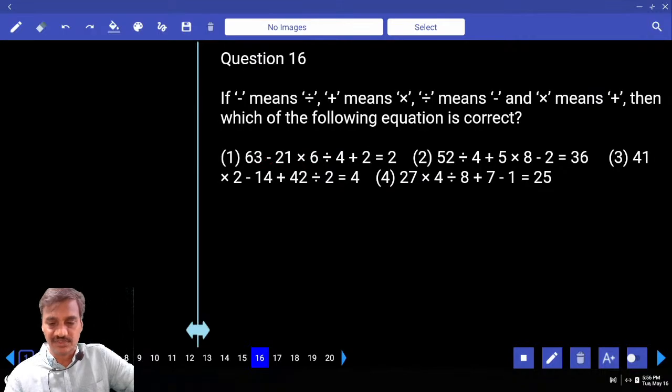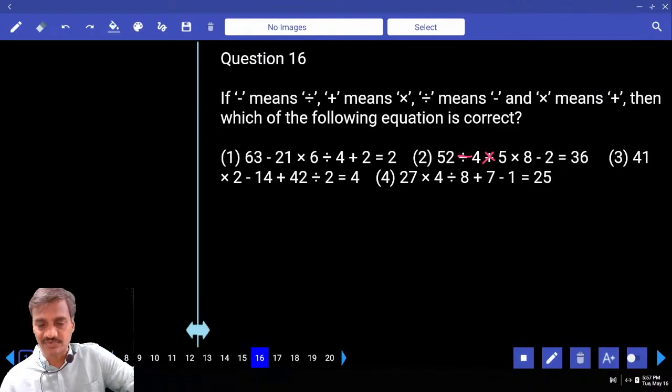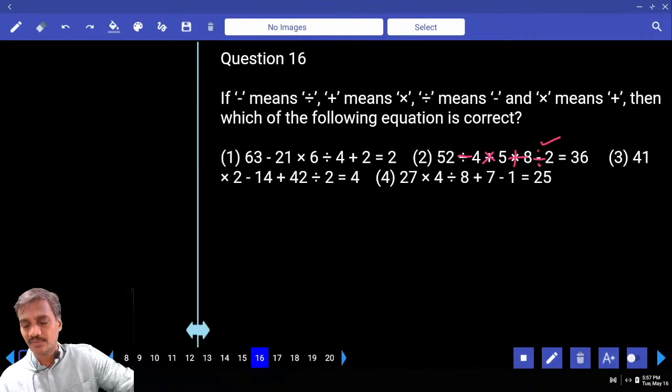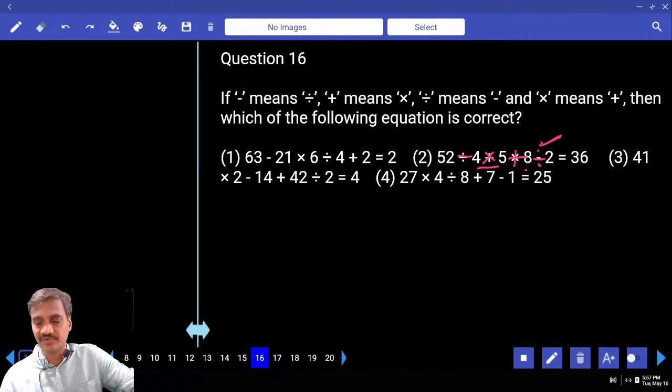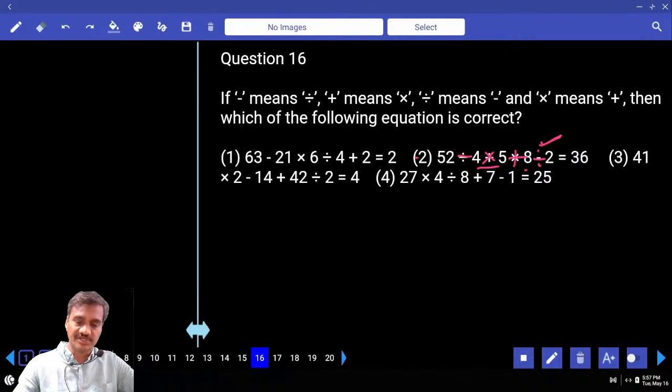Then 52, division stands for minus. The next one, plus stands for into, and into stands for plus. And finally division. 8 divided by 2 is 4. Then 52 minus, and this is 8. Now here 8 divided by 2 is 4. 52 plus 4 is 56, and 56 minus 20 is 36, that is choice 2. Question 16, that is choice 2.